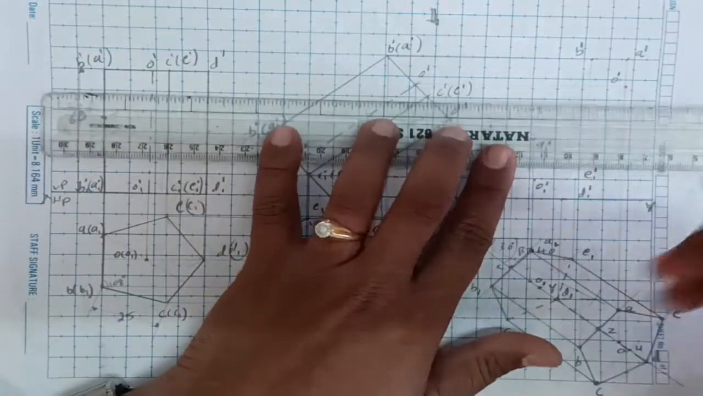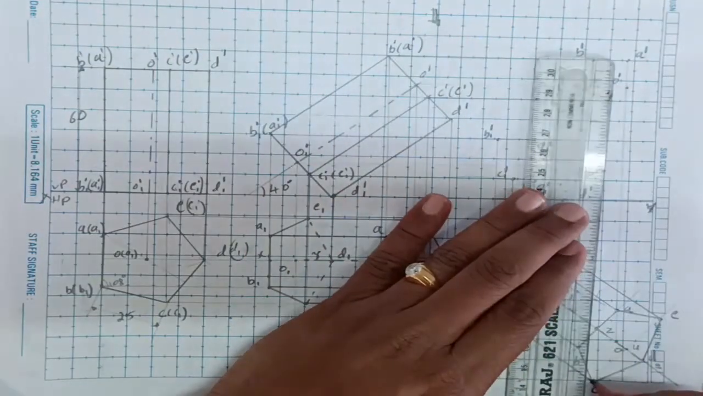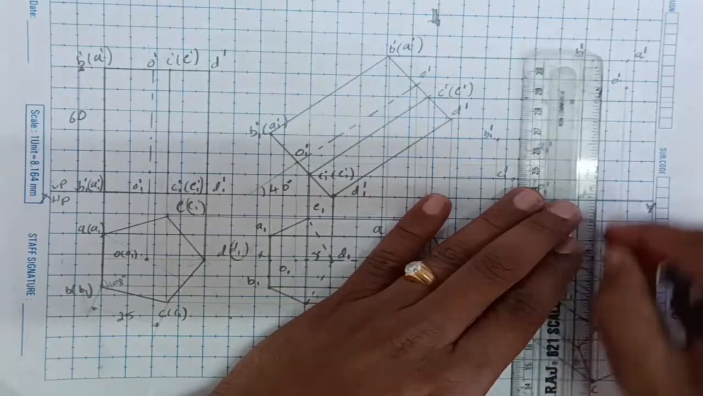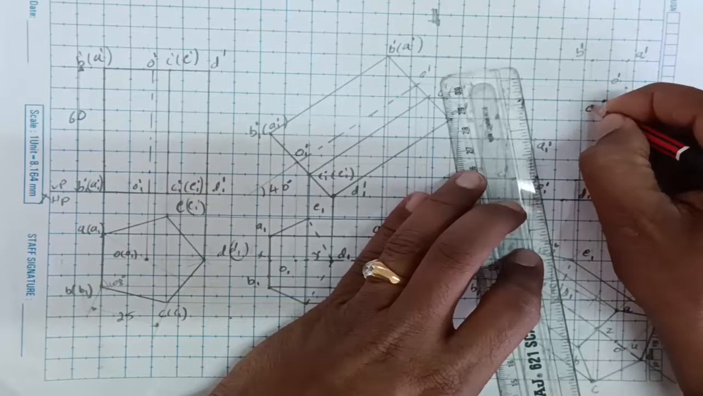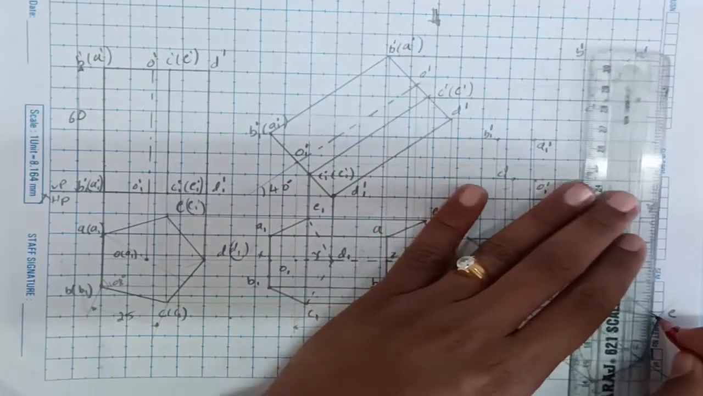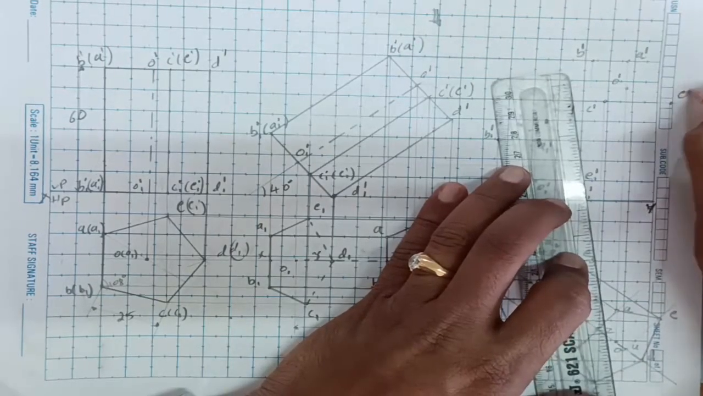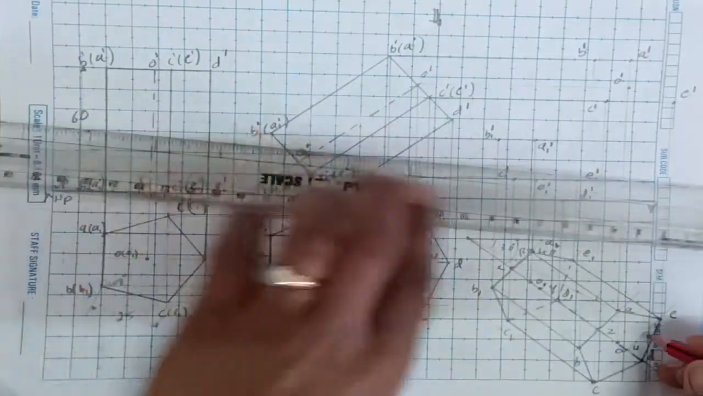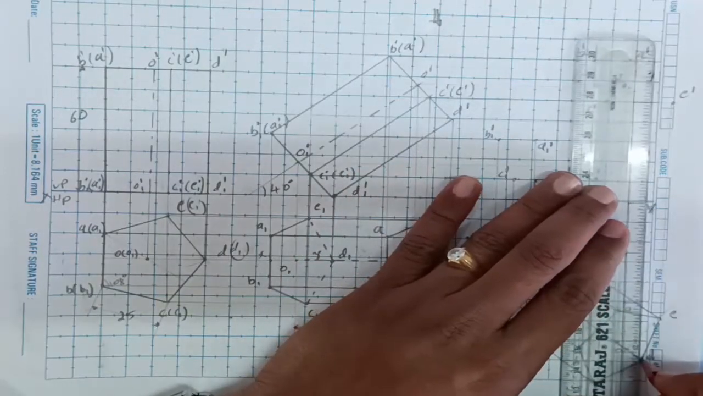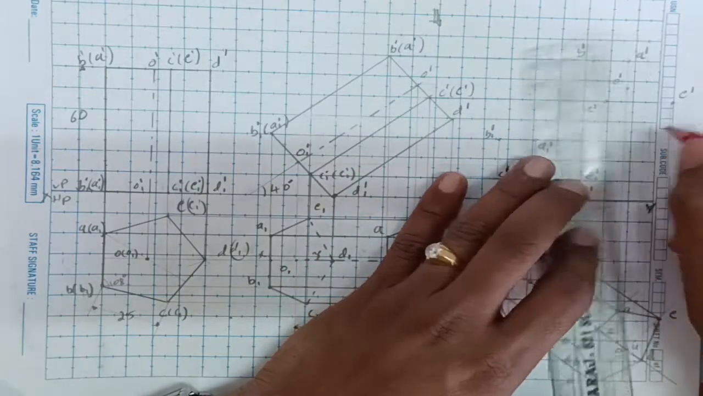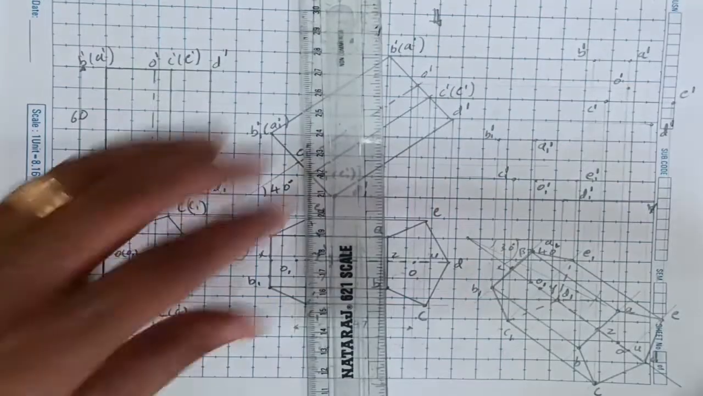And next C dash and E dash, join from C, I will get C dash is here, and then this point is E dash, and the last D dash, and then D. From the D, if you draw a vertical line, and this point is D dash. Now like this we got all the points.